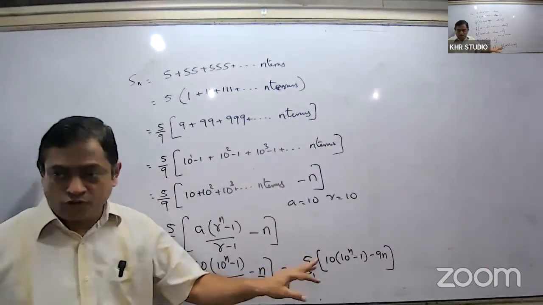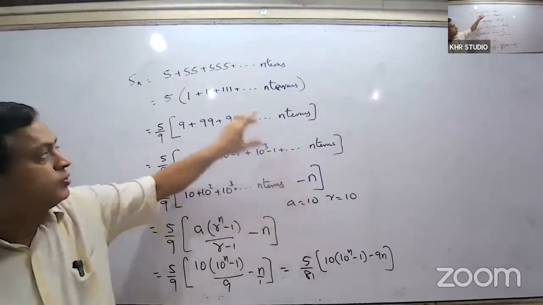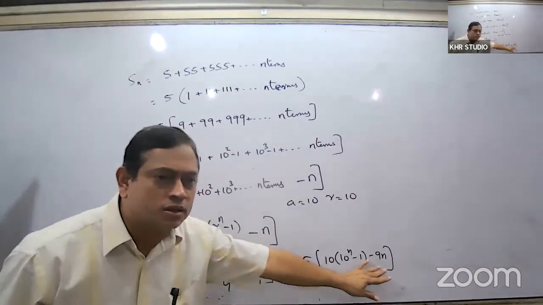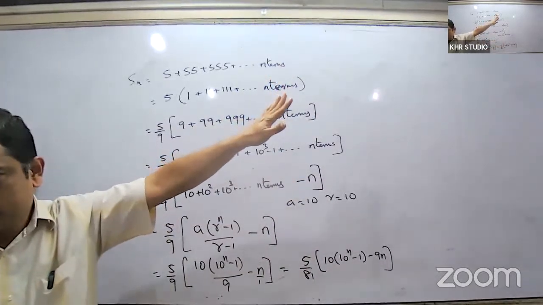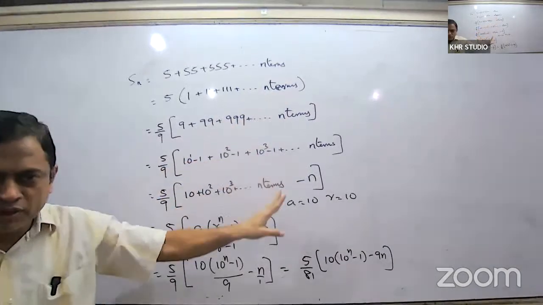You will see this is the format. See here it was 5, 55, etc. This is 5 by 81. If it was 4, 44, etc., this will be 4 by 81 into the same thing. If it is 9, etc., it means 9 by 81 into that. Understood or not? That is the format, everyone. Yes.